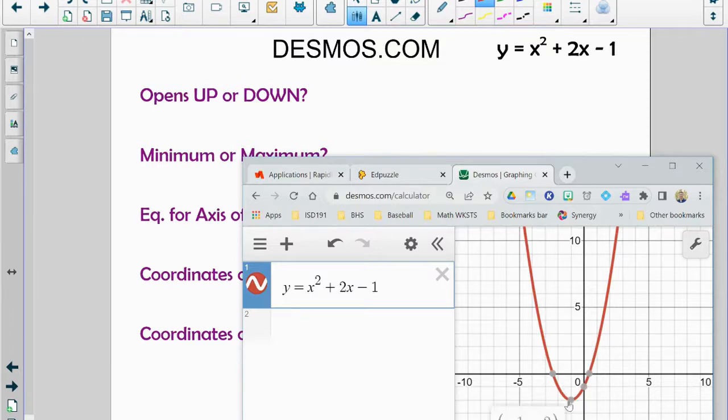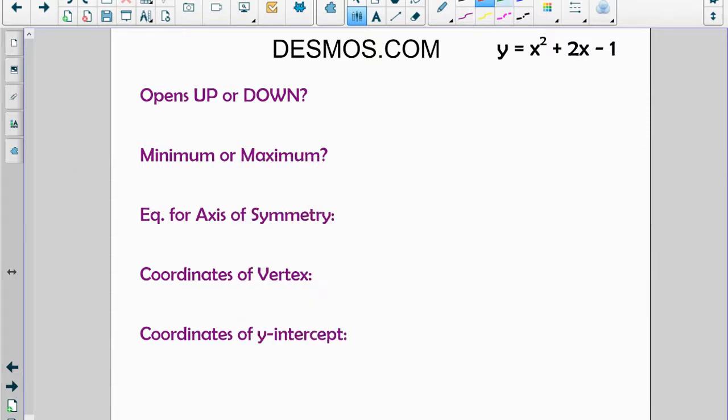Now also, because there is that low point down here at the bottom of the graph, we would say that is a minimum value because it's down at the bottom. So let me mark that quick. It opens up and there's a minimum. Opens up and minimum.